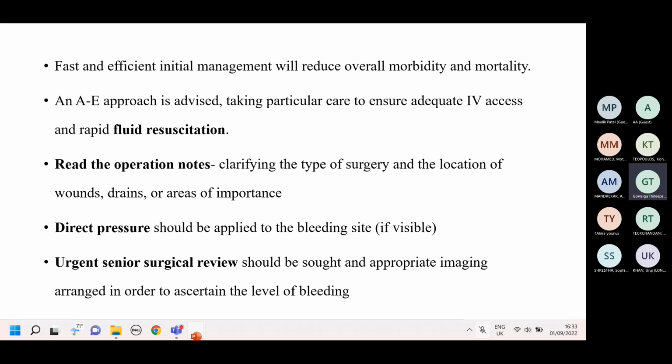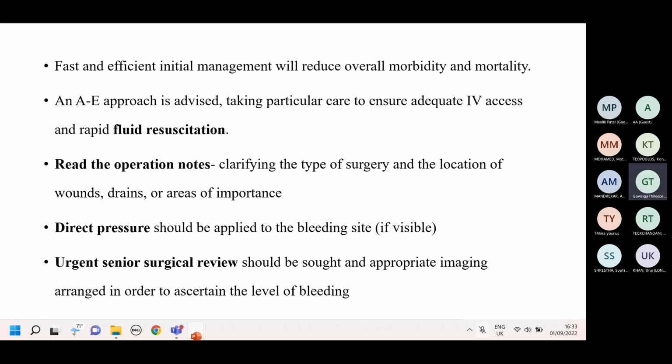And at the same time, simultaneously you should do this while the resuscitation is going on. You should read the operation notes. That's why I said it's an effective takeover: read the operation notes, where the surgery is and the location, wounds and drains and areas of importance. So if we know the details, then we can manage quickly.